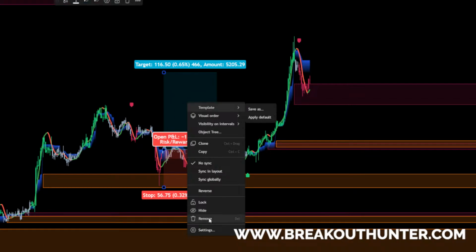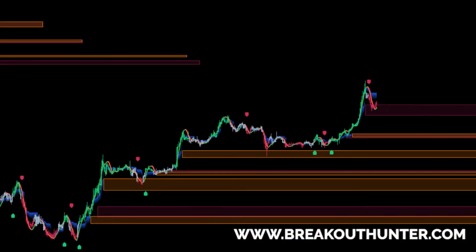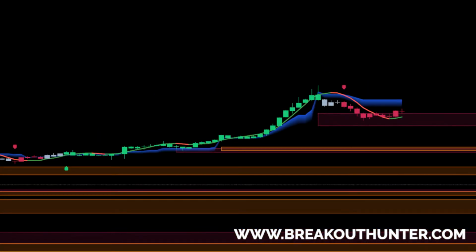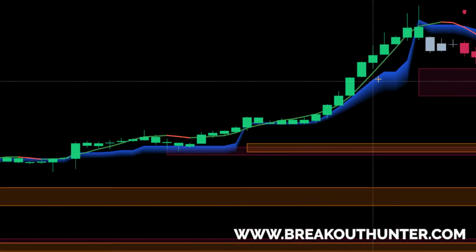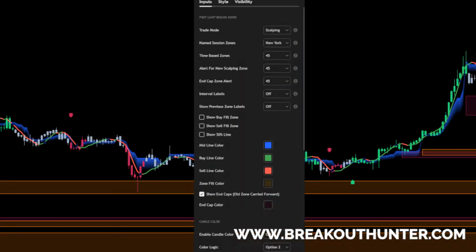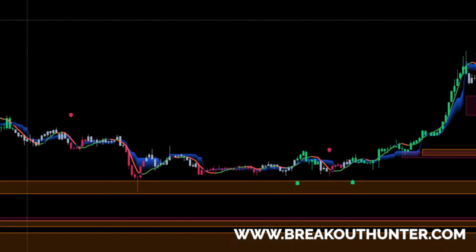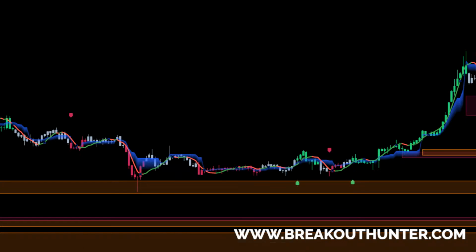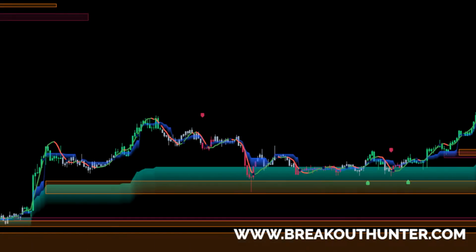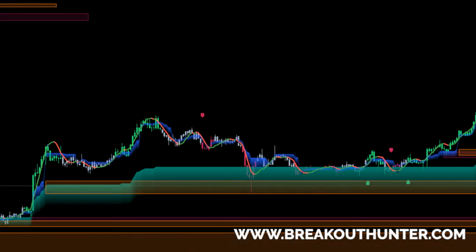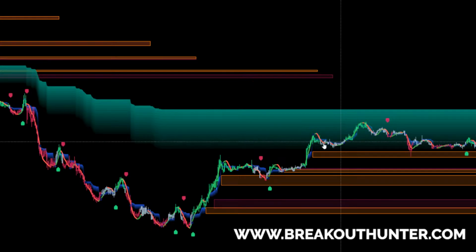Now we're going to keep going here. Show you guys how awesome this is. Again, this blue is a 30-minute candle turned into a support and resistance zone. I'm trading 2-minute candles. You can actually set this to whatever you want it to be. You don't have to use a 30-minute candle. You can use any type of candle you want. Here's the setting for it. And then you can actually go into named zones where we actually use daily candles, New York, London, weekly, monthly candles turned into support and resistance.